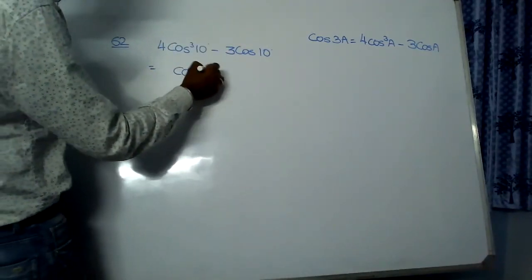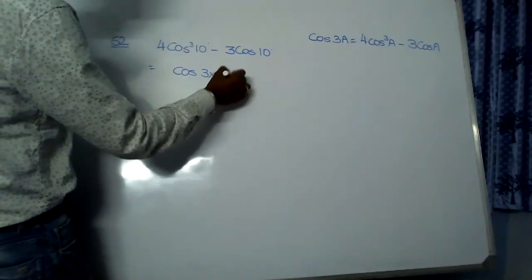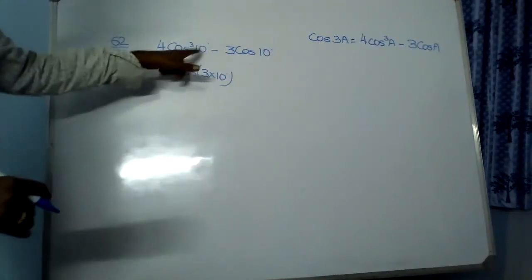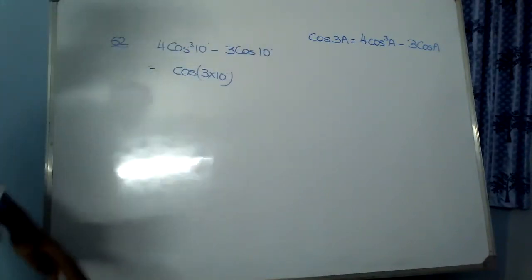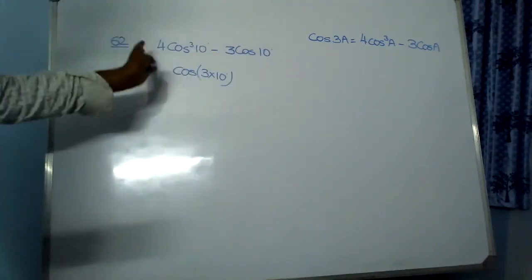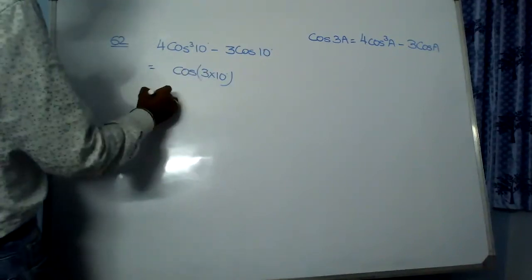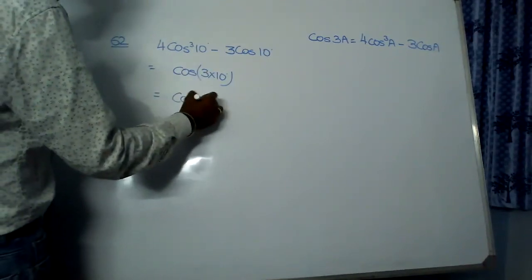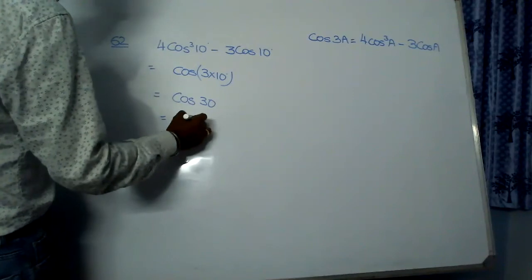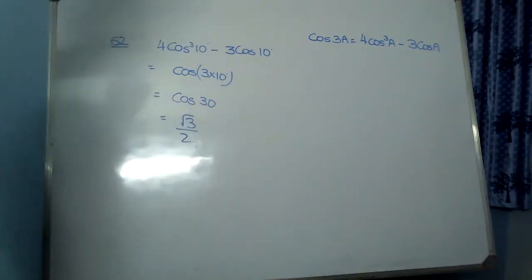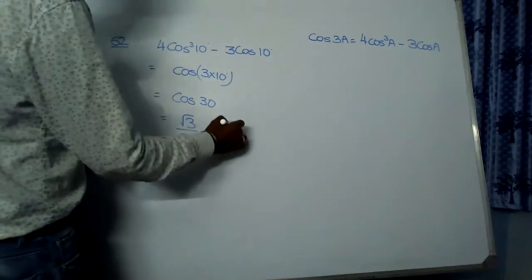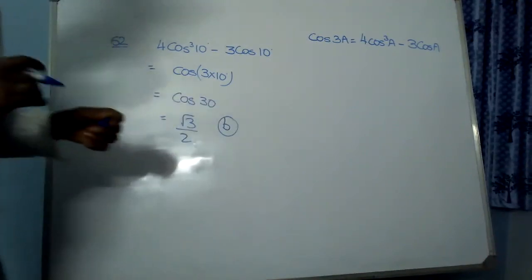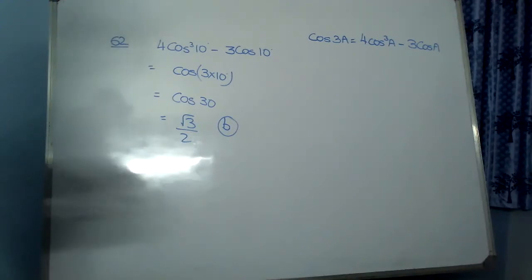That means in place of a, I have 10. So cos 3 into 10, because a value is 10, if you see with the formula. So that formula gives cos 3a. Cos 3a means cos 30 degree. Cos 30 degree value is what? Root 3 by 2, which is your option number B. So that's the right answer here.